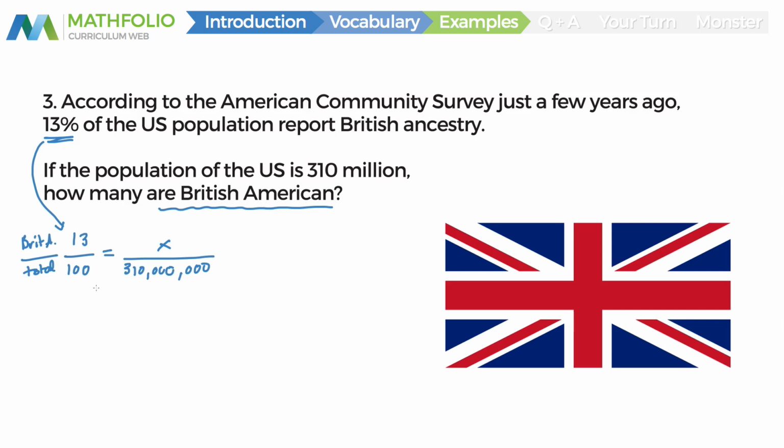Now, again, we could consider how we scale this up. That would definitely solve it. But you know what? Let's not do that. Let's just cross multiply and do it this way. So I'm going to change color. I'm going to say x times 100 is 100x. We're then going to do 13 times 310 million.